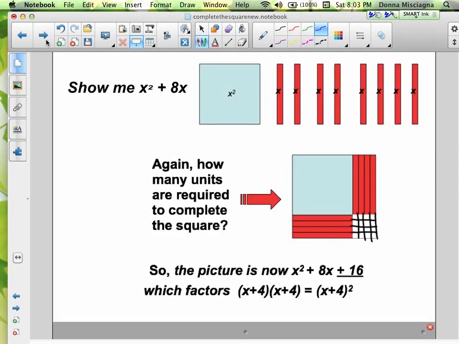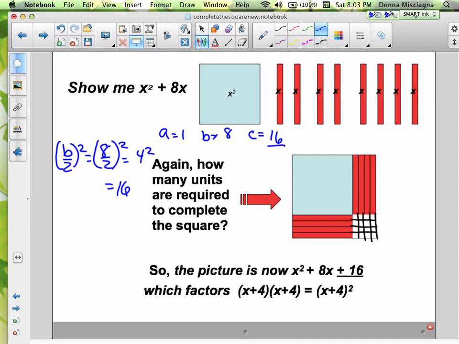And then the last one here, we had b divided by 2 squared. We didn't write it down here, but I'll put it here. Our a was 1, our b was 8, and our c is 16. And 8 divided by 2 squared is 4 squared, which is 16. Exactly what we added. So that's always going to be the magic number to make it a perfect square. And we just showed you here with 3 examples.